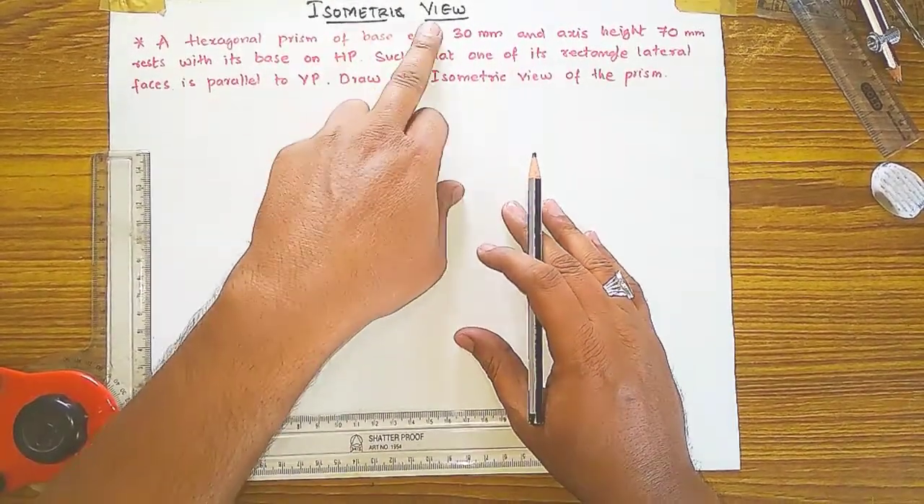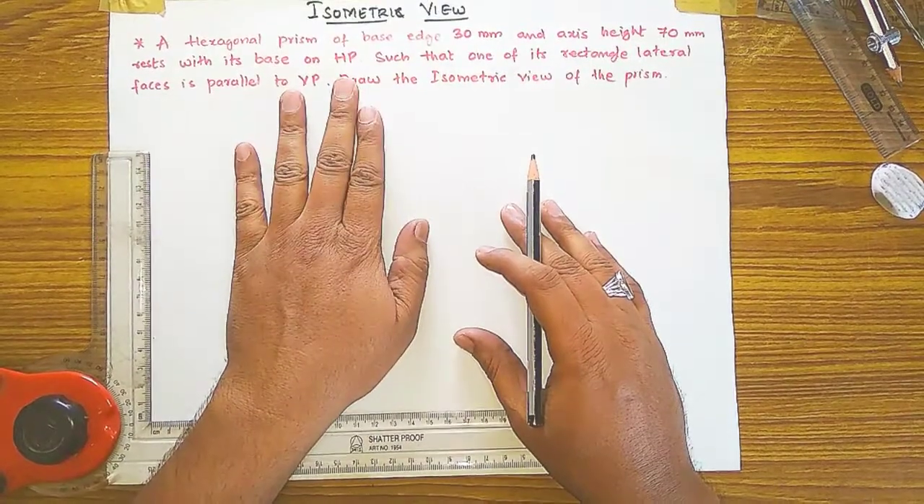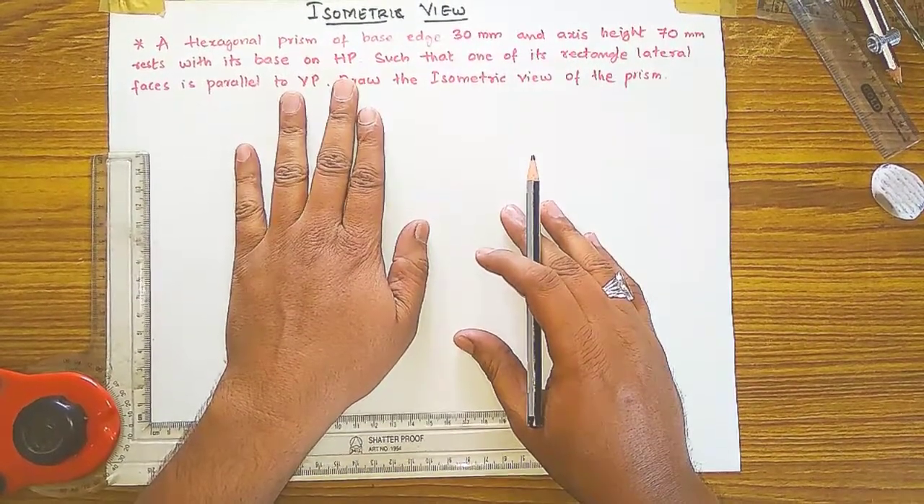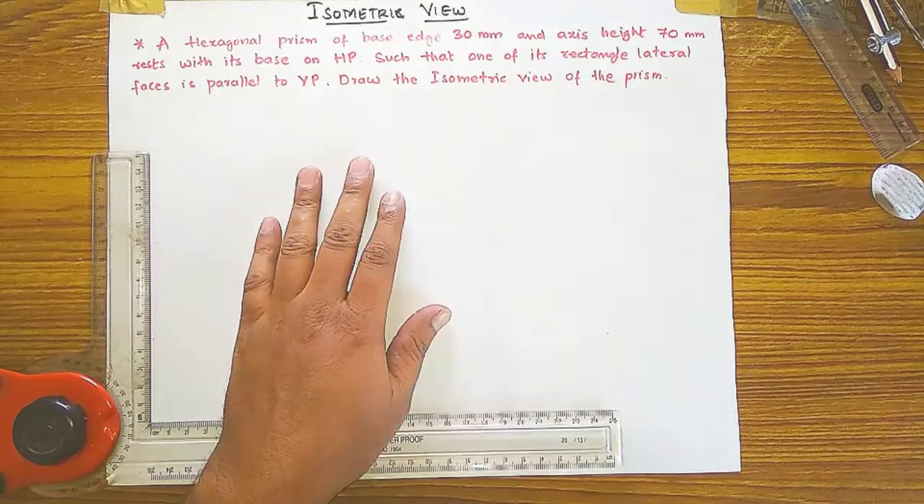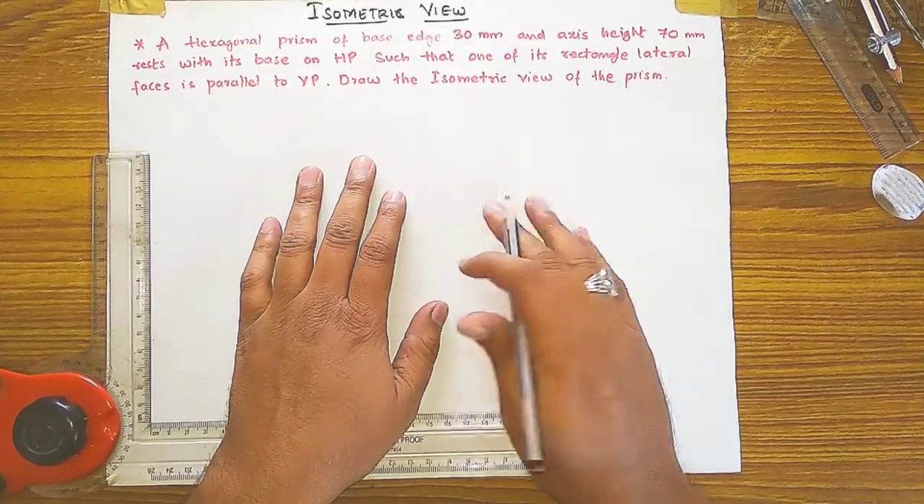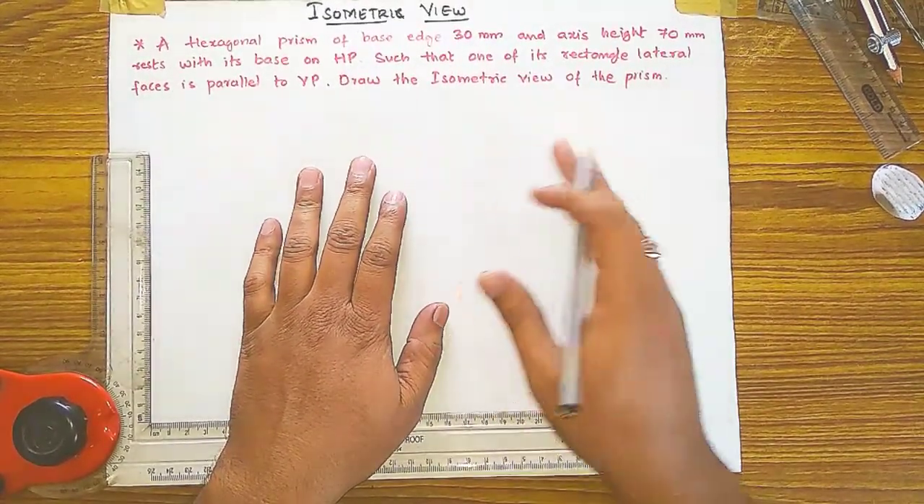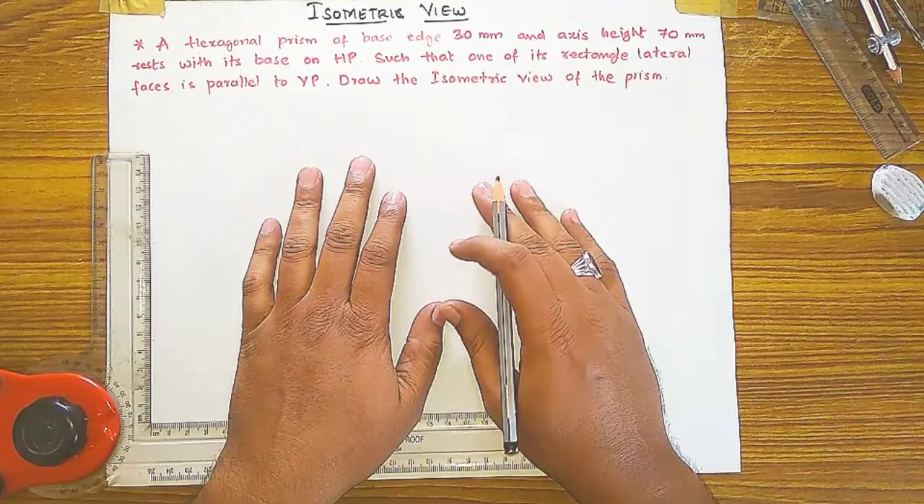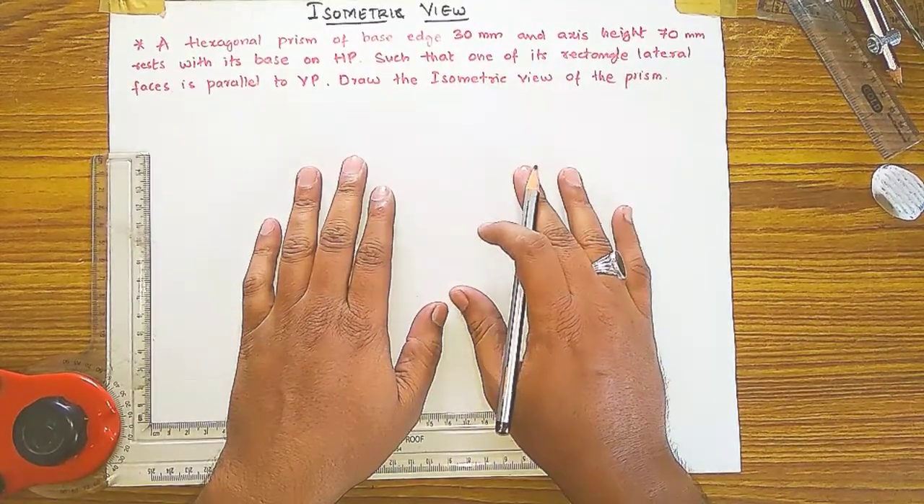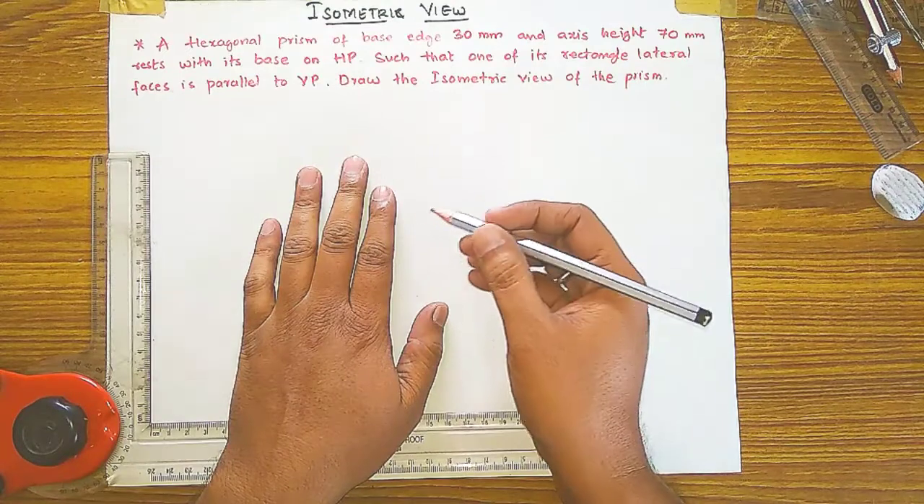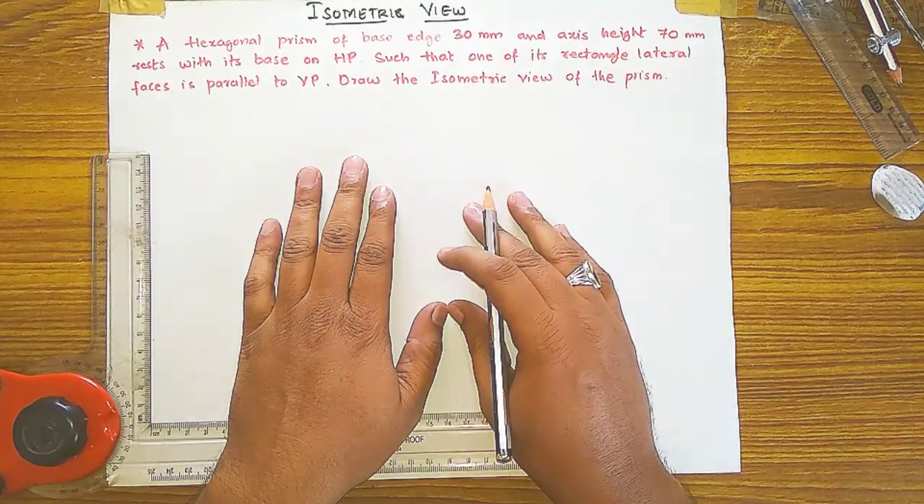I am going to explain the isometric view problem. This problem is applicable to diploma, ITI and engineering students. Please watch this video till the end and also practice by yourself, then only you will come to understand how to draw this problem. I am going to explain it step by step, so watch this video till the end.